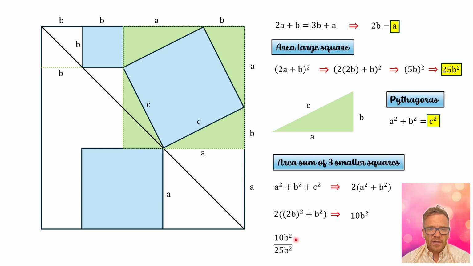And now what we can do is divide the area of the blue squares by the area of the white square. So it's 10B squared over 25B squared. 10 over 25, well, that's going to be a highest common factor of 5. So it would be 2 over 5. B squared divided by B squared cancels out. So 2/5 of the area of the large white square is covered by the sum of the areas of the blue squares. And there we go.